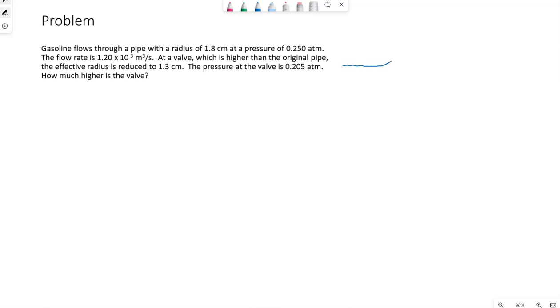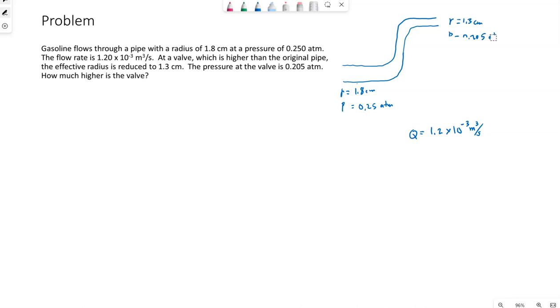So I'm going to draw just a rough sketch. The pipe is wider, and somehow in the process it becomes narrower. So the radius down here is 1.8 centimeters. The pressure down here is 0.25 atm. The flow rate, so that's our Q, 1.2 times 10 to the negative 3 meters cubed per second. So meters cubed, that's a volume, that's why this is Q. So at this valve at the higher point, the radius is now 1.3 centimeters.